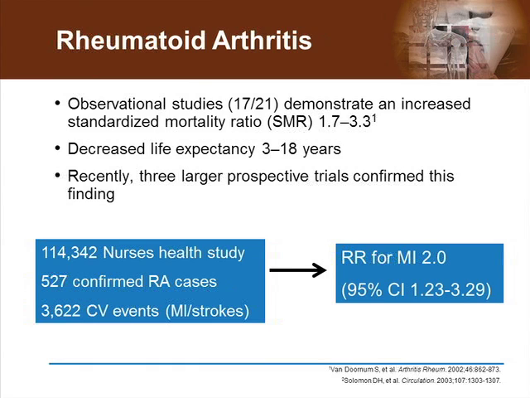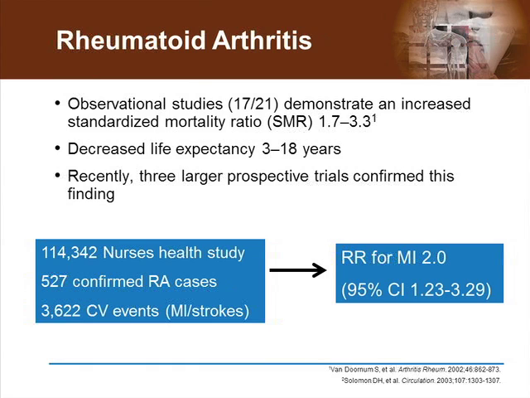So going back to look at these risk factors in RA, we do now know that there's convincing evidence from epidemiologic studies indicating that RA is an independent risk factor for accelerated cardiovascular disease, and despite adjusting for traditional risk factors, that this still holds true.